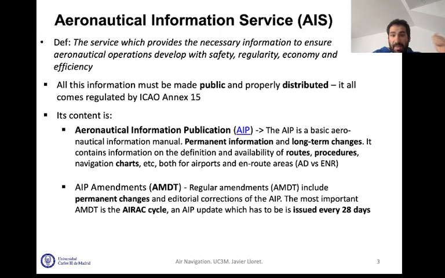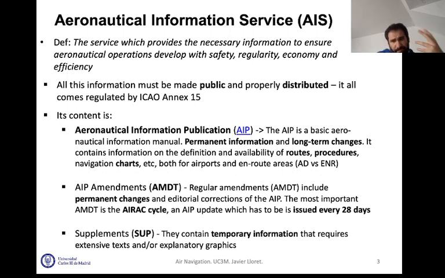Then we have the regular amendments to the AIP. The AIP is permanent information, but of course it's subject to modifications. And we have something very important, which is the AIRAC cycle, which is published every 28 days and comes with all the routes, flight levels, standard instrument departures, standard arrivals, waypoints, all the elements we might need to elaborate a flight plan, and this has to be embedded in the flight management system. We will see some examples in a second.